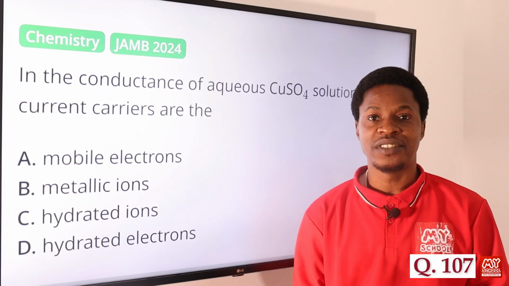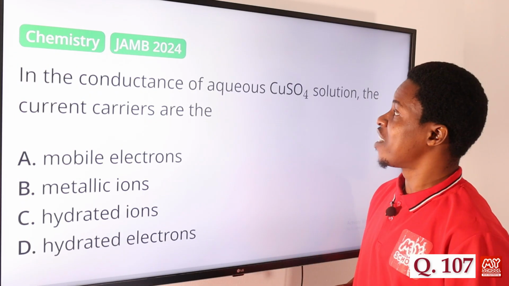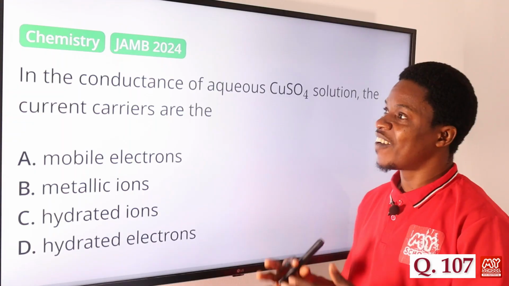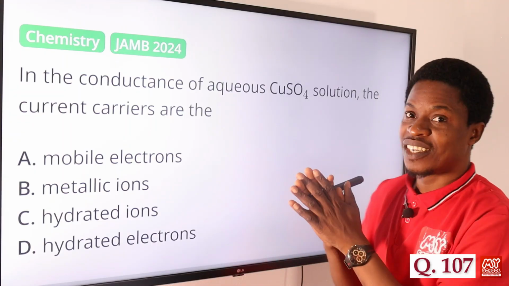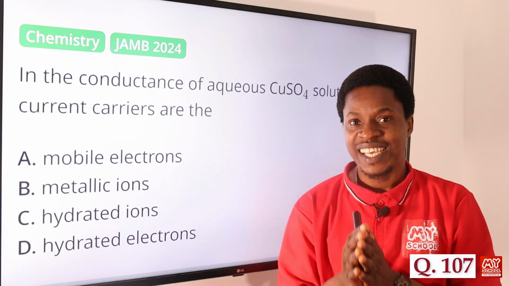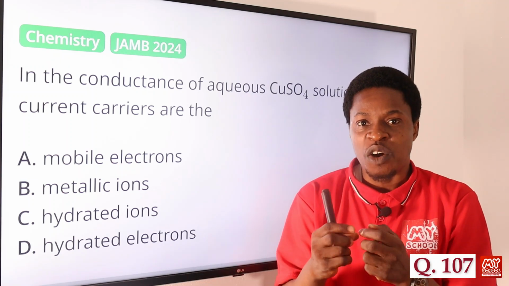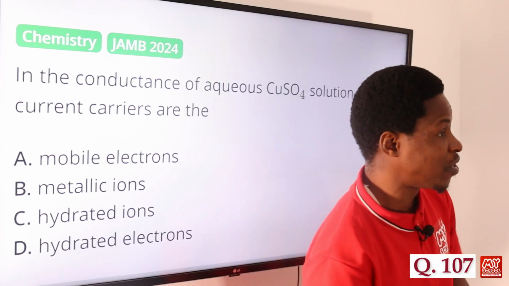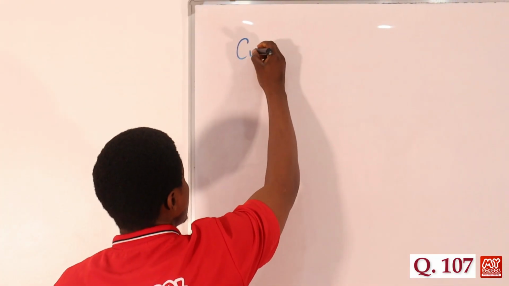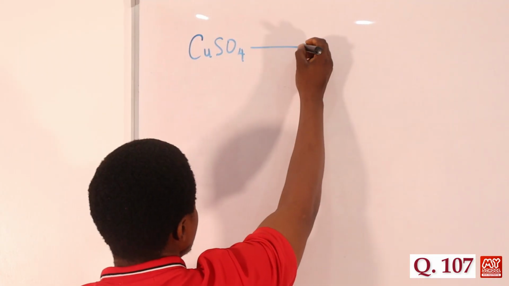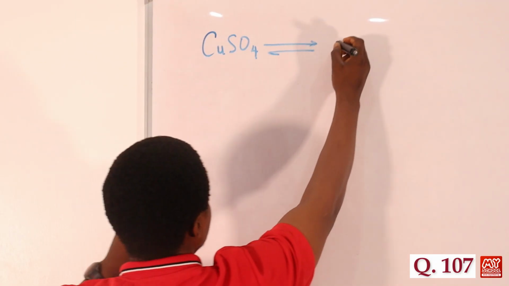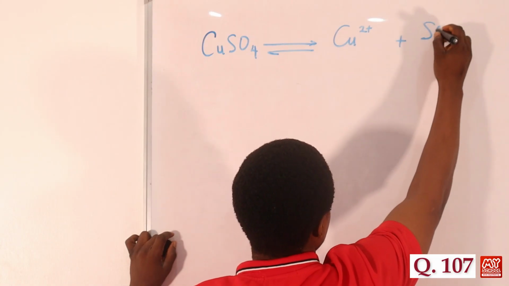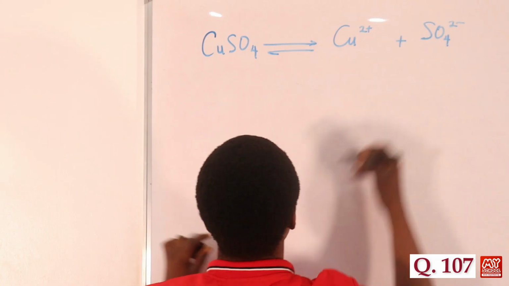Now question number 107. In the conductance of aqueous copper sulfate solution, the current carriers are the what? Now, in the copper sulfate solution, when it dissociates in water, what happens? There will be ions that will be released. Of course, if you dissociate this copper sulfate, let's see what happens in dissociation. If you have CuSO4, if it dissociates, we are going to have Cu2+, copper ion, and then we have SO4 2-. These are ions that will be dissolved.